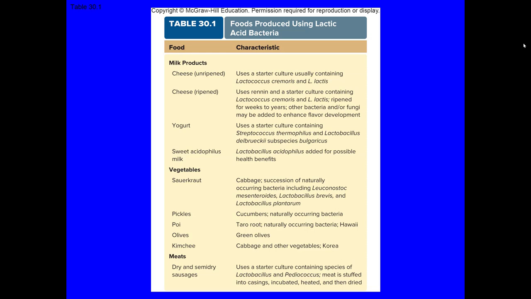A variety of milk products, and yes, vegetables. So pickles and sauerkraut, and eventually you get to meats. So you have the dry and semi-dry sausages, okay? And what you have to keep in mind is that some of these techniques are around right now, and you could do them yourself. But it's best to also review a book. And some of them have gotten to the point where it's almost like a cookbook. Do this, do this, do this, do this, and boom. And so you have pickles and olives and kimchi and yogurt, etc.